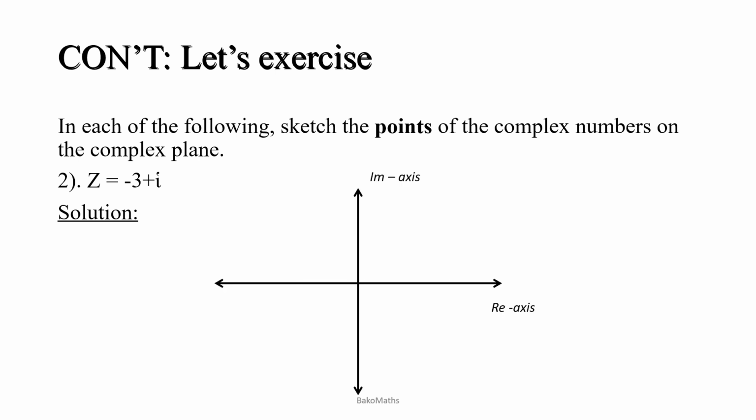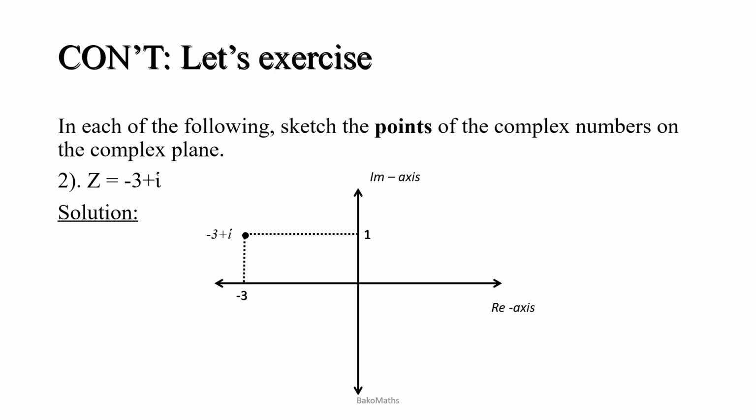From our given complex number minus 3 plus i, we know that our real part is minus 3, and hence we indicate it on the real axis. And then our imaginary part is 1, and also we indicate it on the imaginary axis. We then draw a dotted line from 1, and then another dotted line from minus 3. To where they converge, we indicate a point, and then write our given complex number minus 3 plus i beside it.